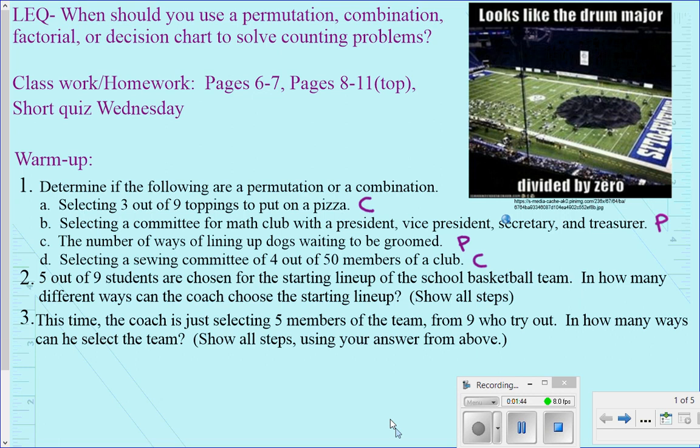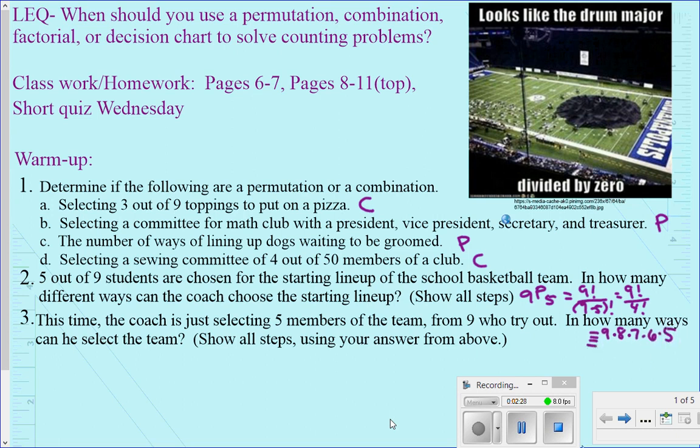So here, the starting lineup indicates that the order matters. The people are being put into specific positions. So that's a permutation. So that would be 9P5. So 9P5 is 9 factorial over 9 minus 5 factorial, which is 9 factorial over 4 factorial. The 4 factorials are going to factor out, and I'm going to be left with 9 times 8 times 7 times 6 times 5.